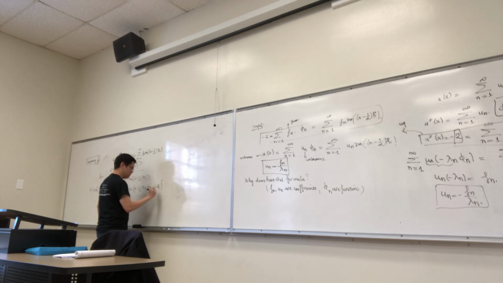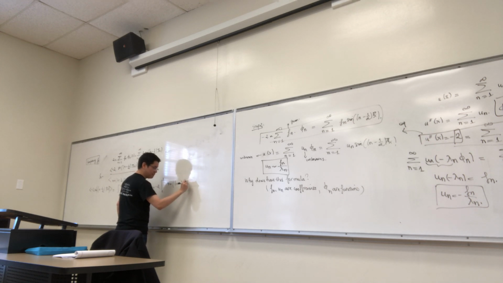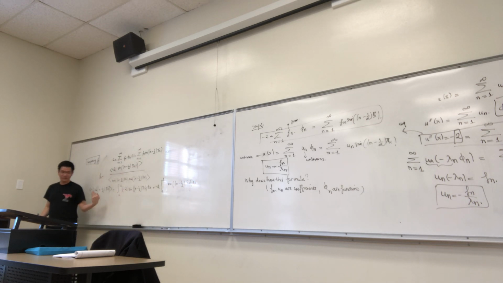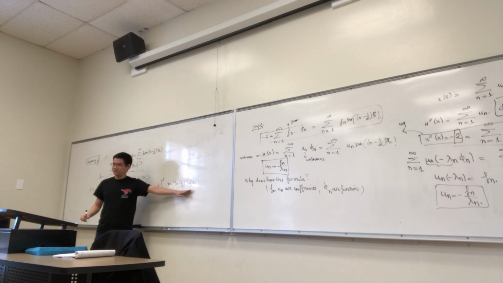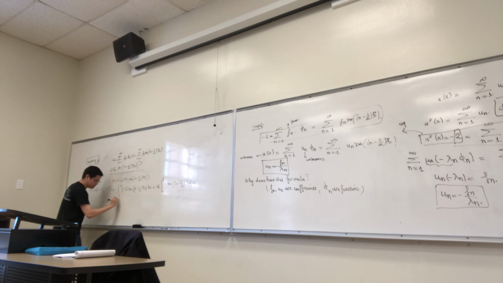I'm going to move minus 2 outside. I have the integral from 0 to 1 of sinus of (n minus 1/2) pi x dx. Because minus 2 is a constant, I can move it outside. Now I take the antiderivative of this one, which is minus cosinus of (n minus 1/2) pi x, and I divide by n minus 1/2, and I take the difference between 0 and 1.